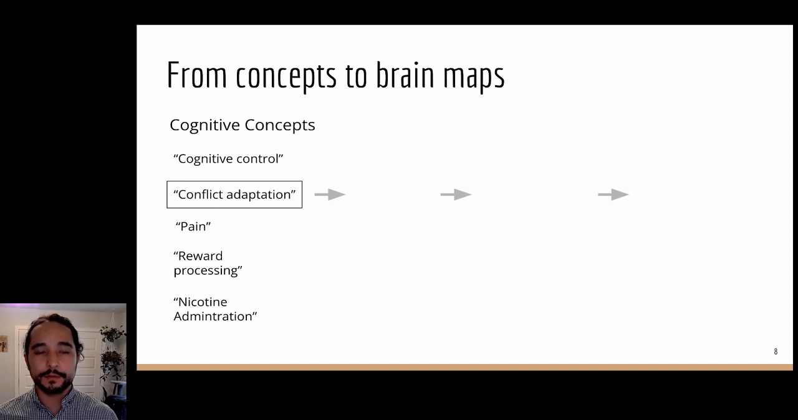For example, something broad like cognitive control, something more specific like conflict adaptation, or something completely different like pain, reward processing, or even something that's not necessarily a state, but something we're doing to participants, for example, nicotine administration. So these are all valid places to start. And we typically then have a specific task that we think measures that cognitive concept. So for example, in the case of conflict adaptation, Stroop and go-no-go tasks are both measuring conflict adaptation.